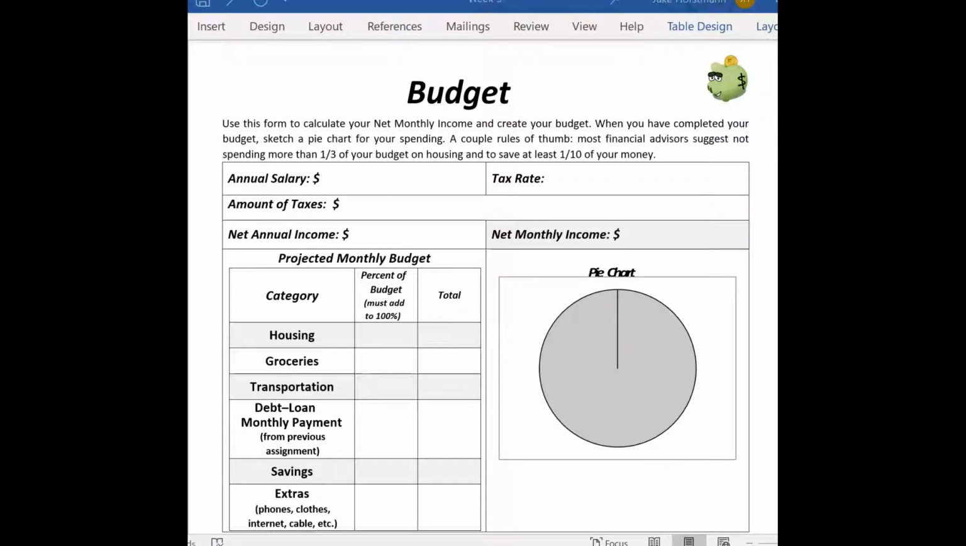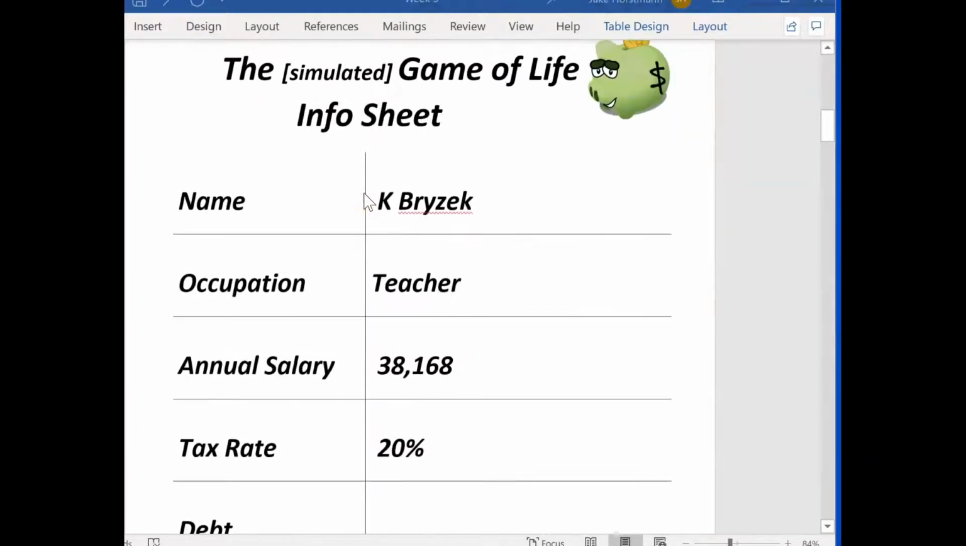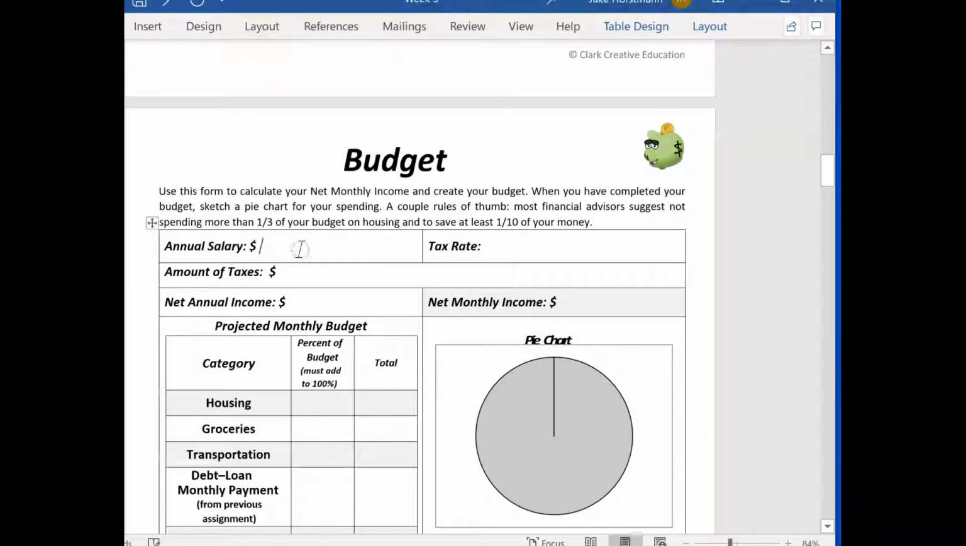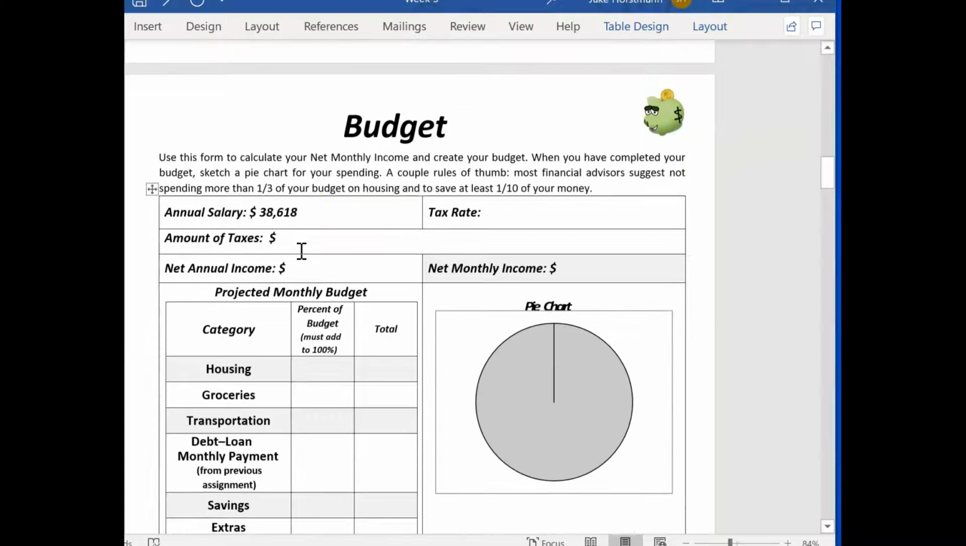If you made it this far, you will be on step 2 of the outline. We should fill in these 2 boxes first. How do we get the annual salary? Well, that's from this sheet. So our annual salary is right here: 38168 is mine. Yours is going to be different. I'm just going to plop it in here. 38168.